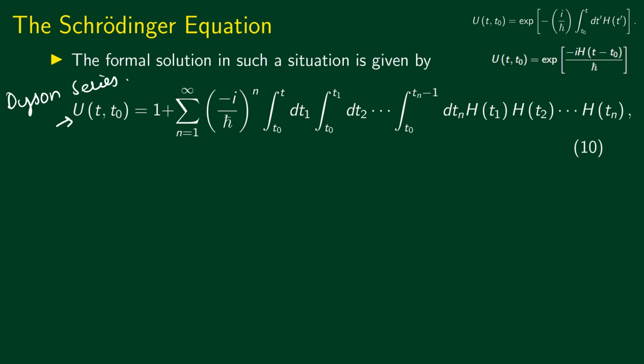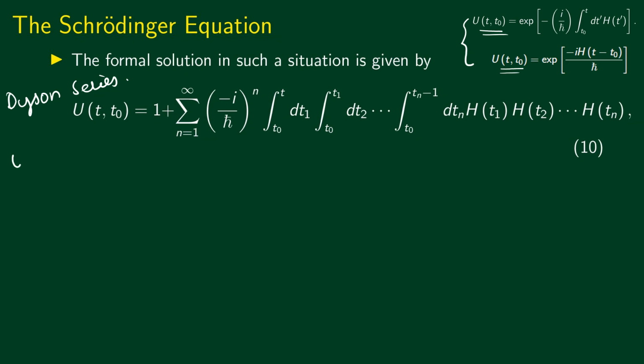One thing to note is that in our previous two cases, we could write the formal solution as an exponential, but this series cannot be immediately written as an exponential. There is actually a slightly roundabout way of writing this in the exponential form, but we shall not discuss it here. Let's just see if this series actually satisfies the Schrödinger equation.